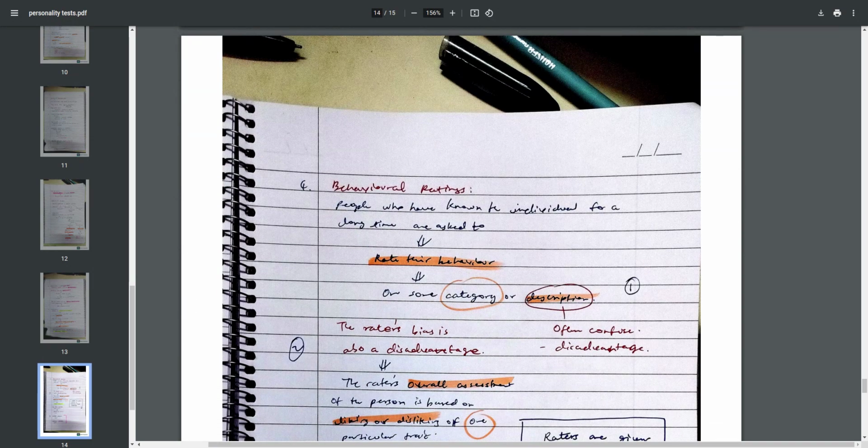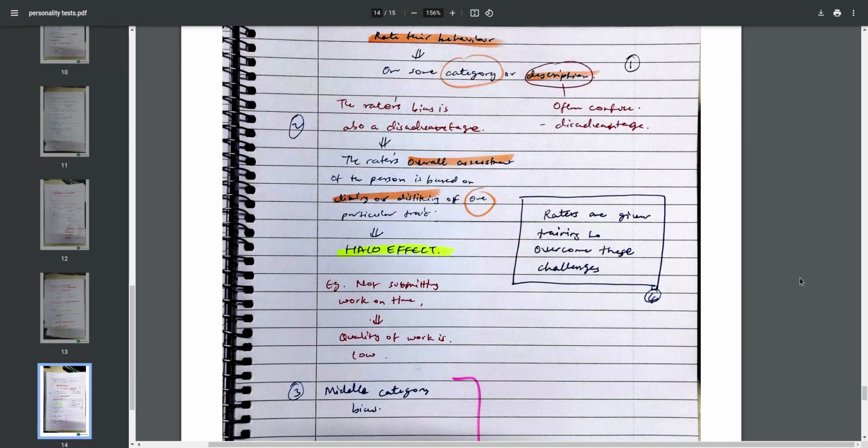Behavioral rating. People who've known each other for a long time again rate their behavior on some category or description. But this also has a lot of problems. There are three criticisms. Firstly, the description, the category can confuse the rater. Then there is also the halo effect.